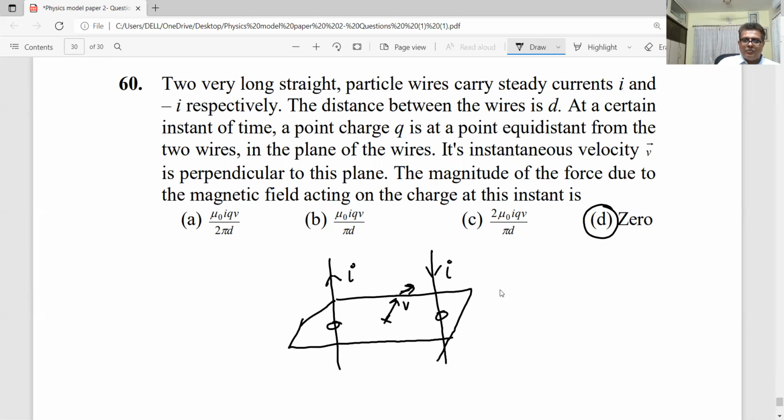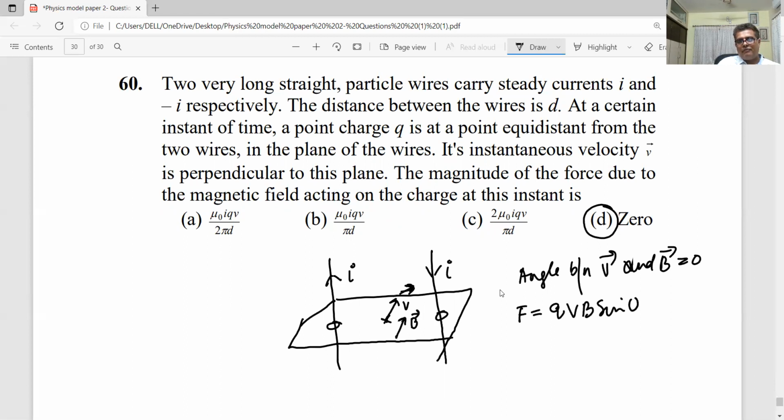Now, if you use the right-hand rule, you'll understand that the magnetic field is also acting in this direction at this point. Therefore, the angle between v vector and B vector is equal to 0. And therefore, using the formula F is equal to qvB sin theta, F is equal to 0 because theta is equal to 0 degrees there. So option number D is the right answer. Therefore, you must remember that if the direction of the magnetic field is along the direction of motion of the charge, the force is zero.